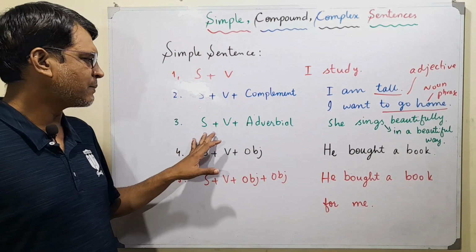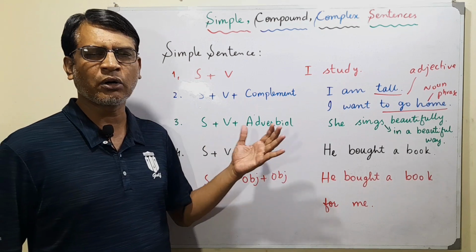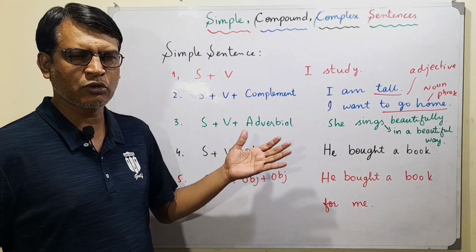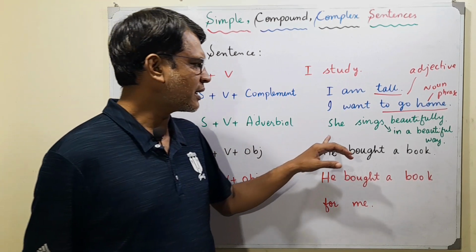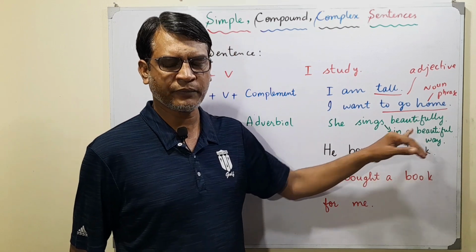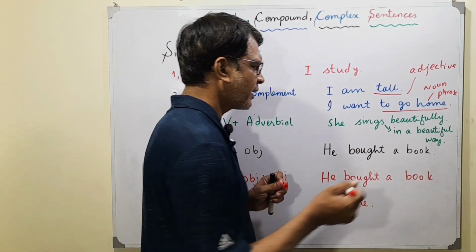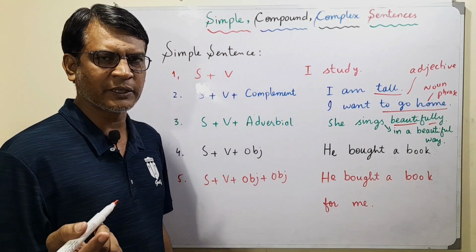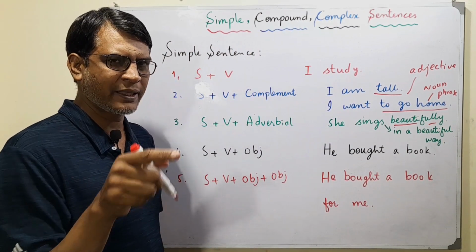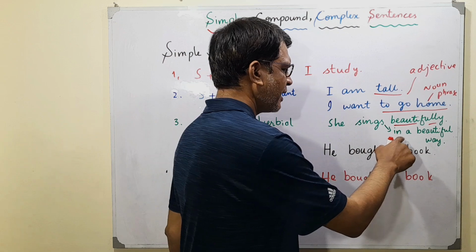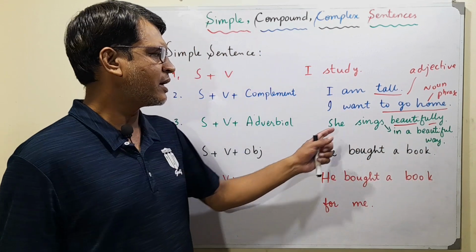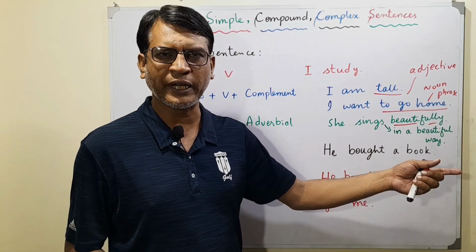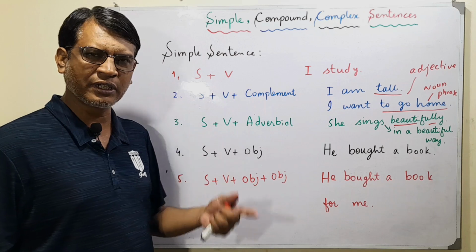Thirdly, subject, verb plus adverbial, or adverb we say, but most commonly we say adverbial. A sentence like she sings beautifully. So beautifully is used, which is one word, as an adverbial. The same idea can be expressed by saying in a beautiful way. So you say, she sings in a beautiful way. That is an adverb phrase.